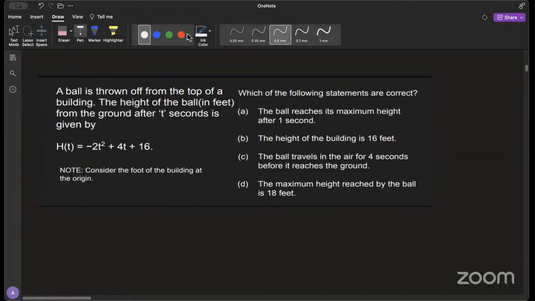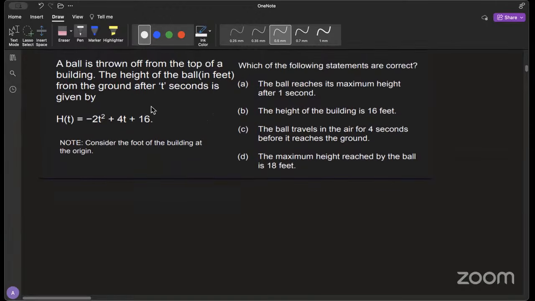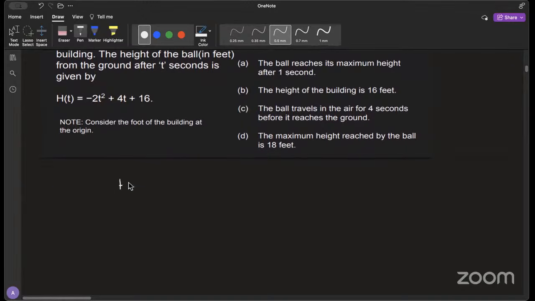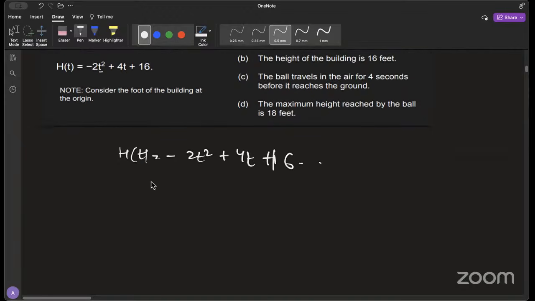So this says a ball is thrown from the top of a building. The height of the ball from the ground after t seconds is given by this parabolic equation, where t is time and h is height. Consider the foot of the building at the origin. So you have a building, and the foot of the building is this point, and this is the height of the building, right?